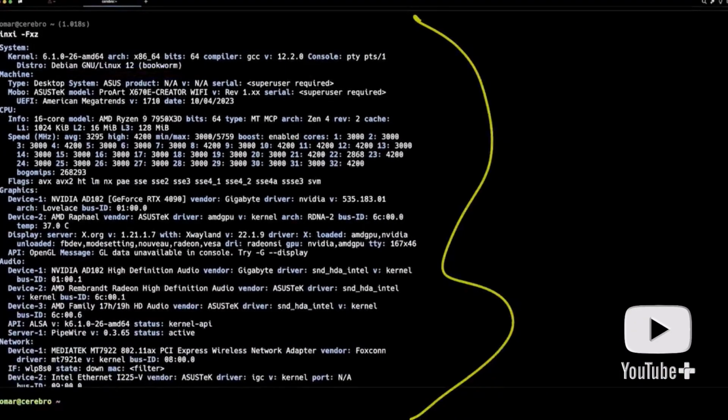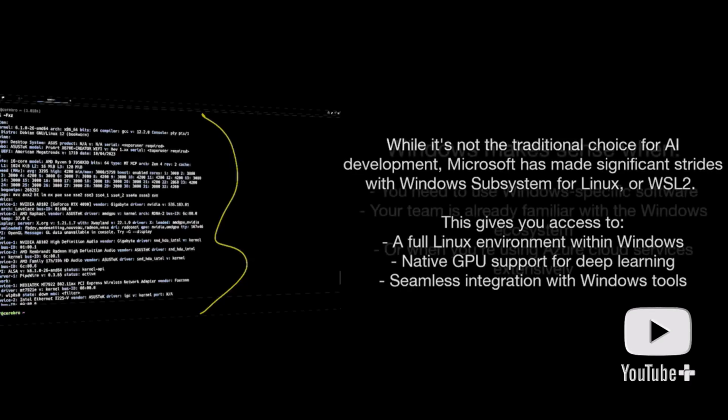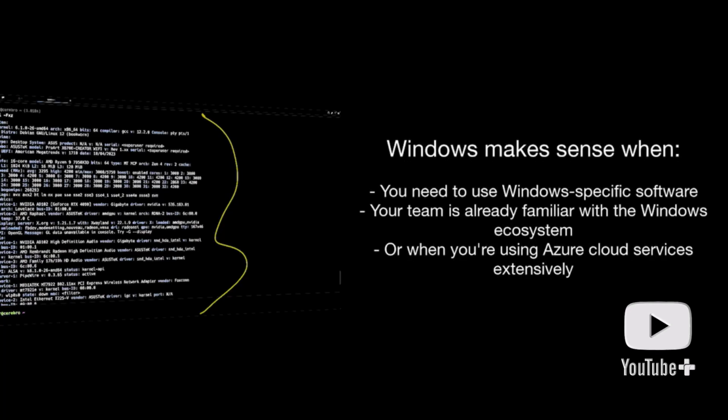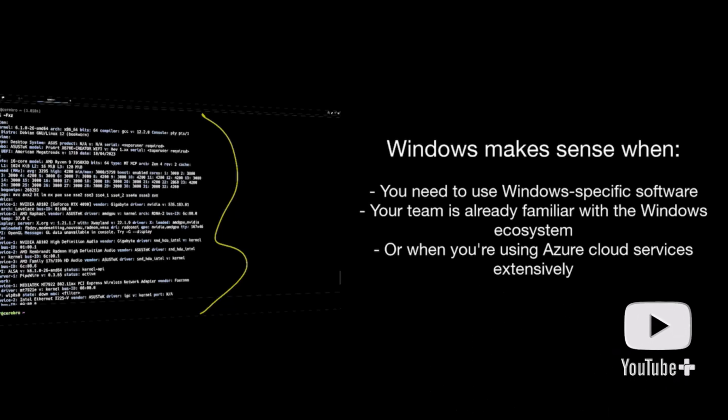Now, you can also, of course, use Windows. It is not the traditional choice for AI development. However, Windows has made many different strides with Windows Subsystem for Linux, or WSL2, right? This gives you access to a full Linux environment within the Windows native support. And also they have native GPU support for deep learning and many different integrations with other Windows tools. Now, Windows makes sense whenever you need to use Windows-specific software. Your team may be already familiar with the Windows ecosystem.